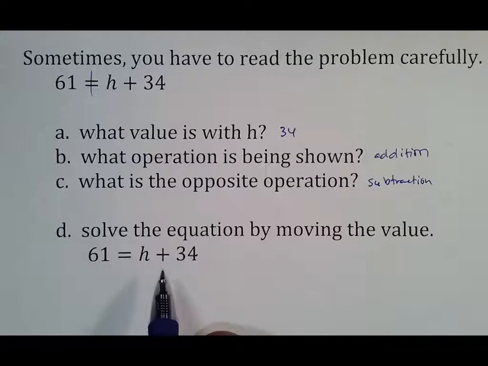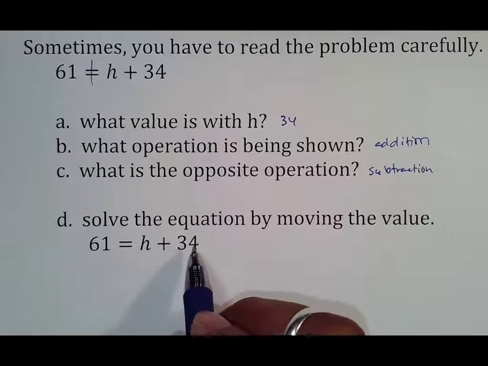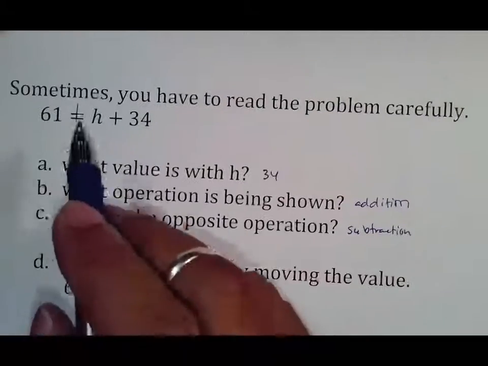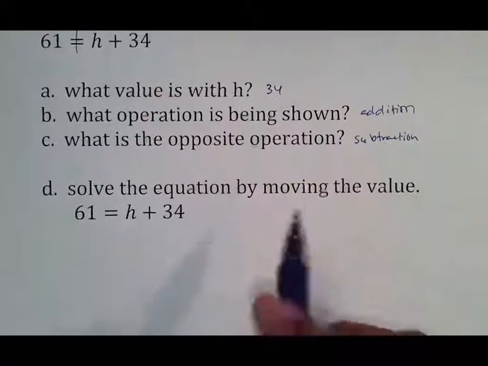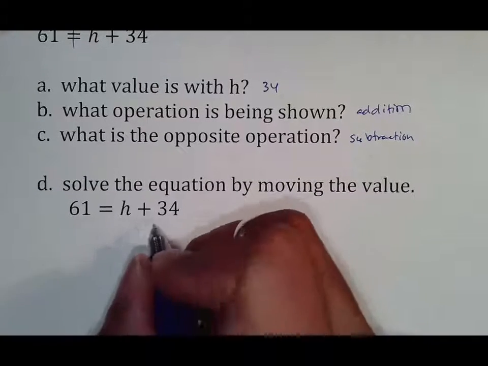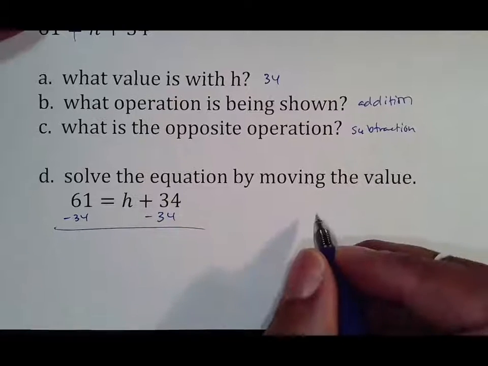So now we're going to go ahead and get rid of this 34, because again, we want the number that's with the variable gone. We don't need to move the 61. Based off of this wall, h can't even see the 61. We need to get h by itself, so 34 has to go, and it's a positive 34, so we will subtract 34 from both sides.